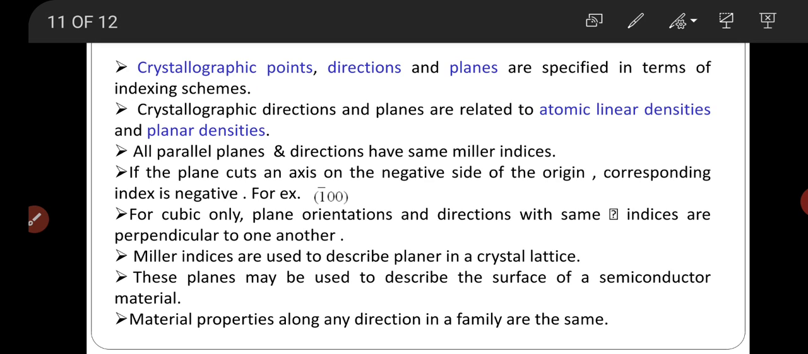The Miller indices are used to describe planes in a crystal lattice. And these planes may be used to describe the surface of semiconductor materials. And the material properties along any directions in a family are the same.